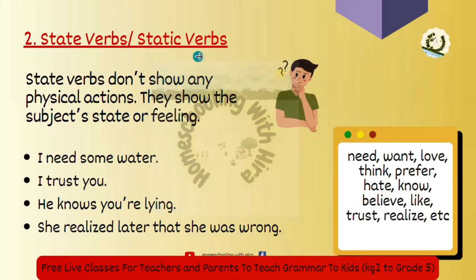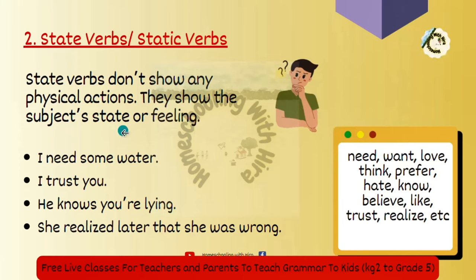State verbs kya hote hain? State verbs action verbs ke opposite hote hain. Ye koi bhi action show nahi karte, physical action show nahi karte, balki iske baraks ye show karte hain jo bhi aapke sentence ka subject hai uski state ya uski feeling.